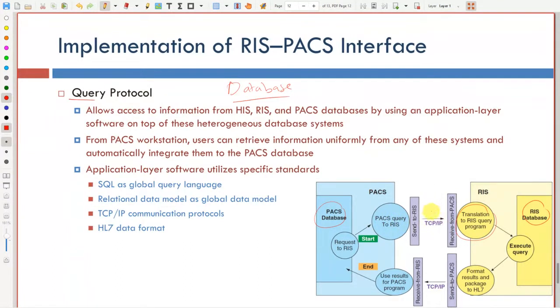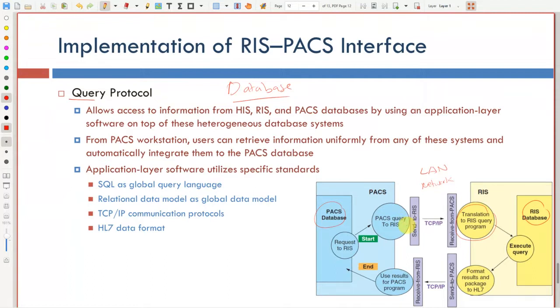Basically, it's just a network. You have a network here somewhere, somehow. Okay. Usually, you're talking about a local area network here, because usually you have these systems inside the hospital. Sometimes you can actually interface everything through the internet, but it's not very common to have such systems exposed to the internet.